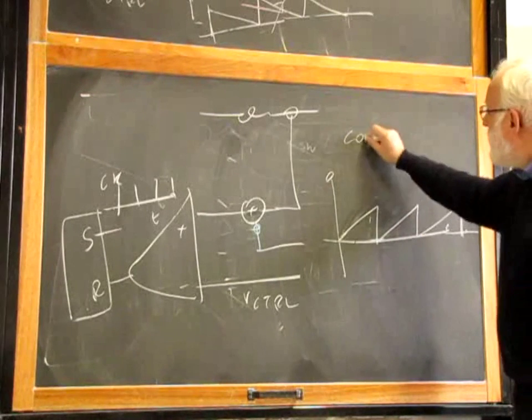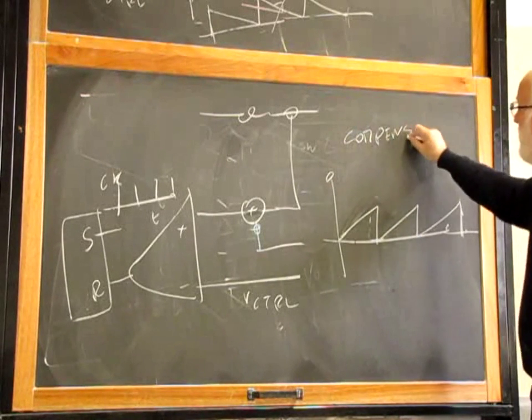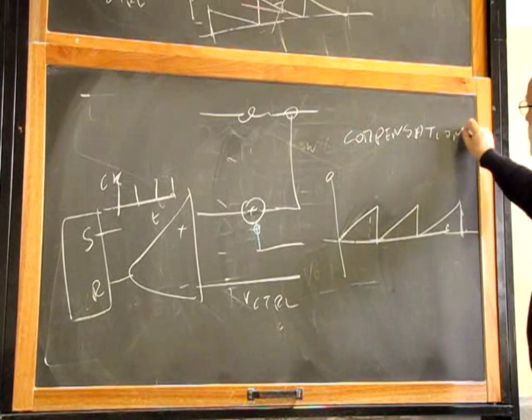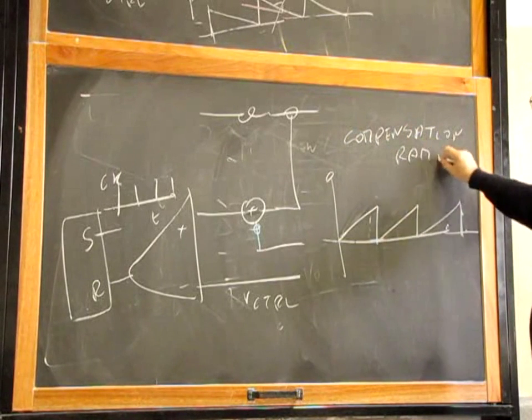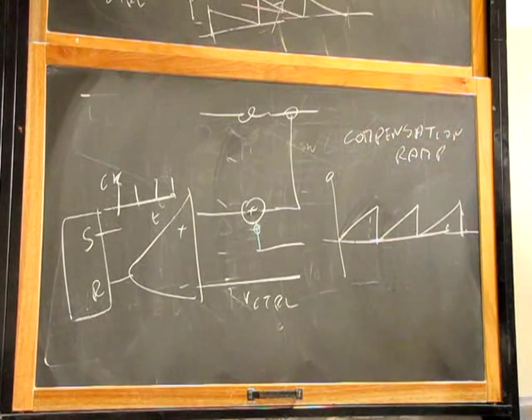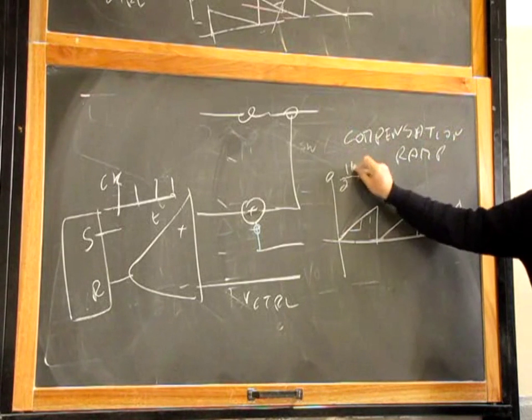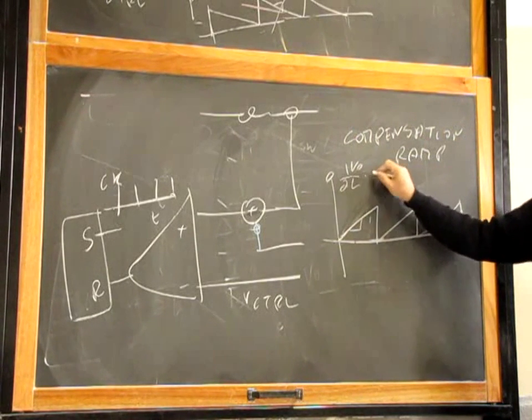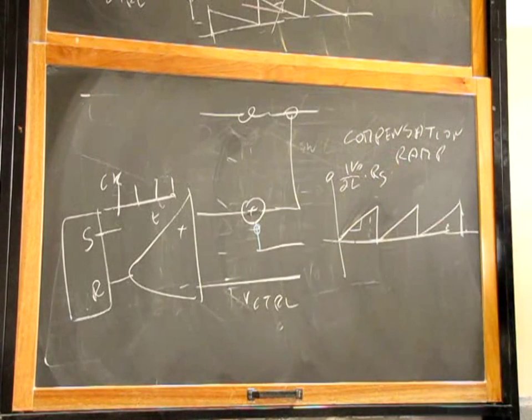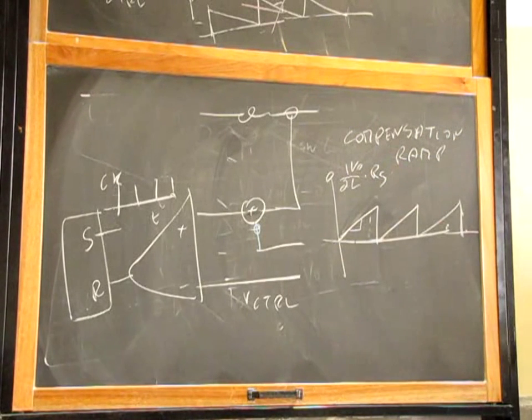This is my compensation ramp. It's all positive, so I can generate it quite easily with my electronics. And this slope is 1/2 of V0 over L times Rs, 1/2 of the going down slope.